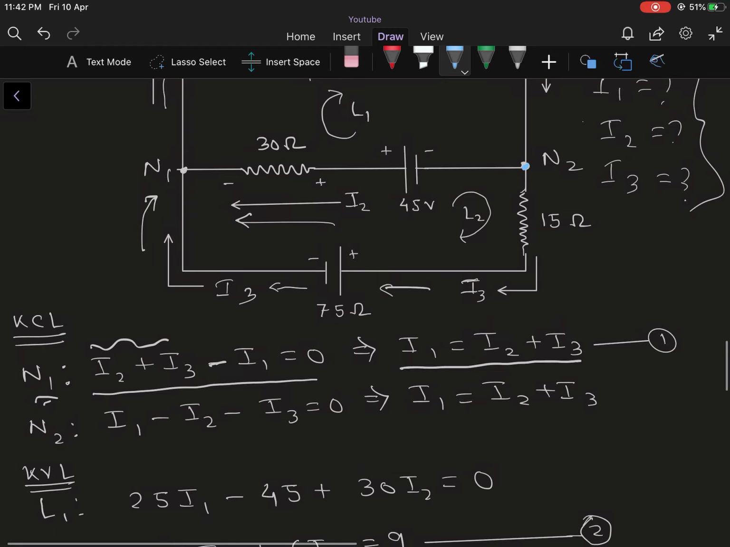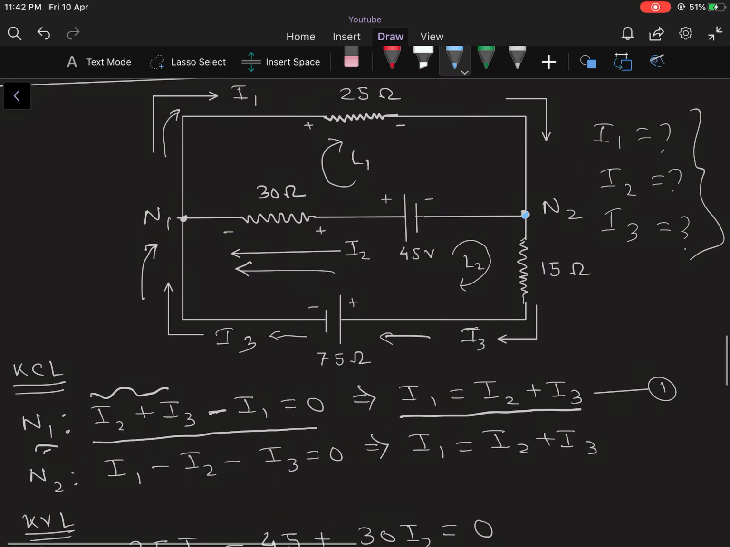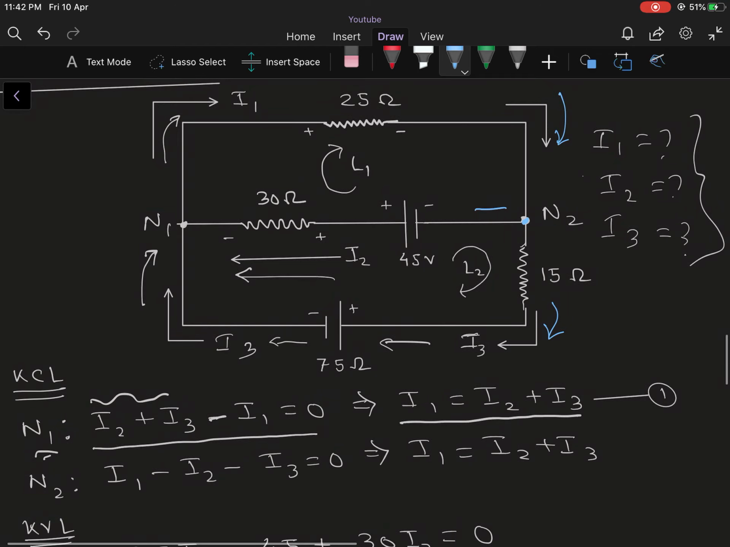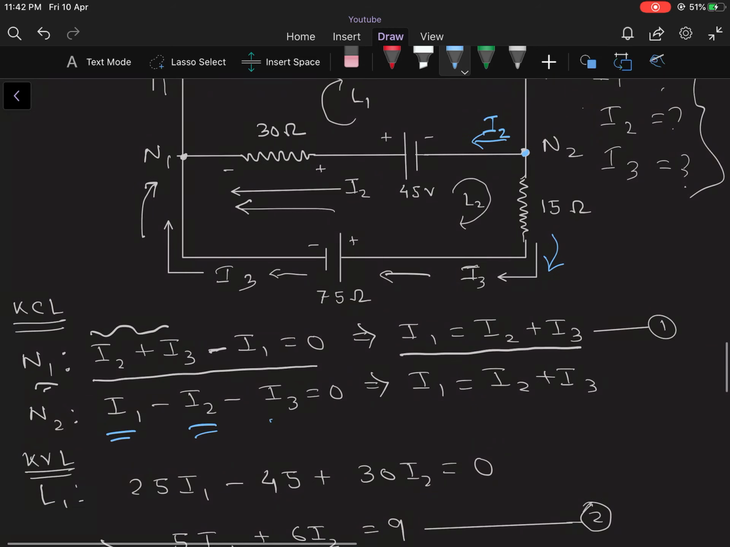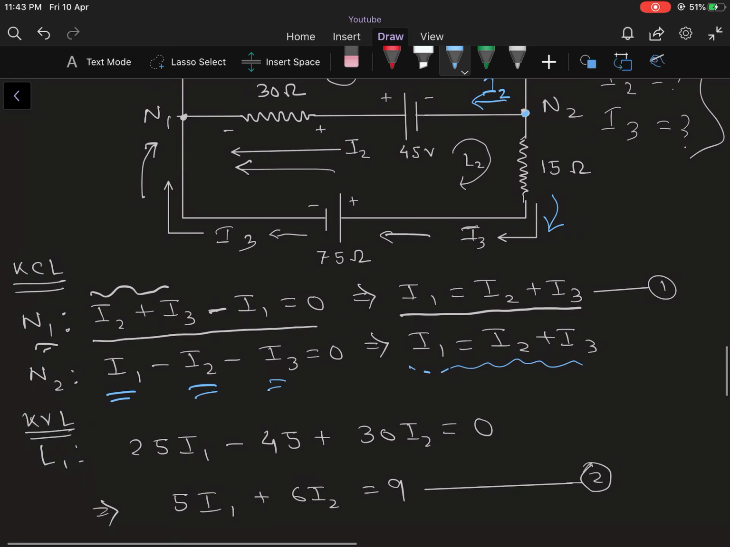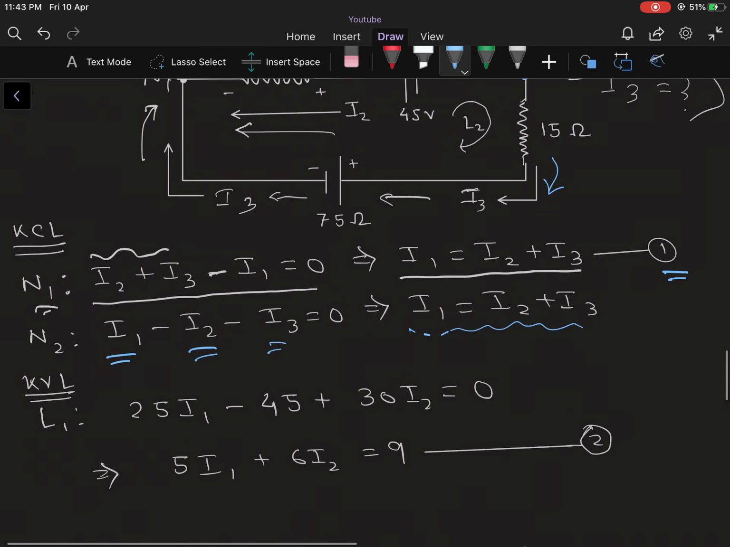Now came to node 2 here. At this node, I3 is leaving the node, I1 is coming into the node, and I2 is also leaving the node. So I1 is coming, I2 leaving, I3 leaving. Sum of all those has to be 0. So I1 equal to I2 plus I3. So the equation of current at these two nodes is the same. So we can say we are lucky here. So I1 equal to I2 plus I3 is our equation number 1.